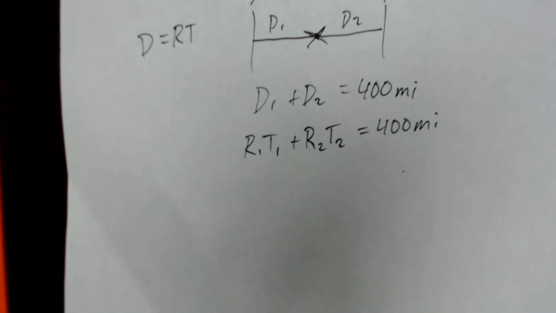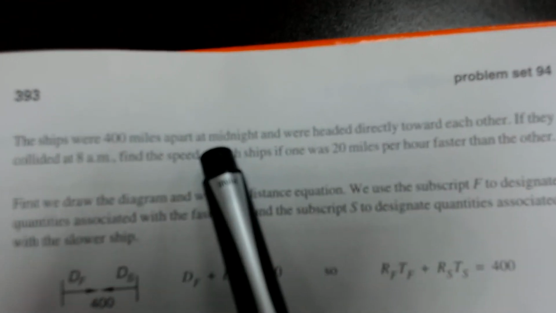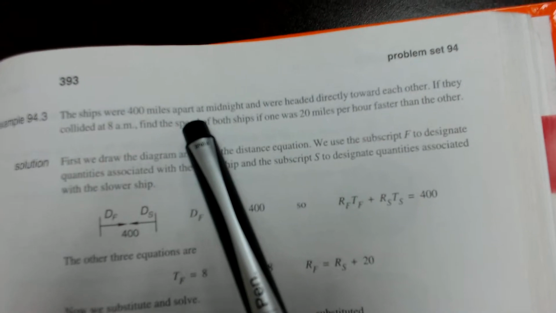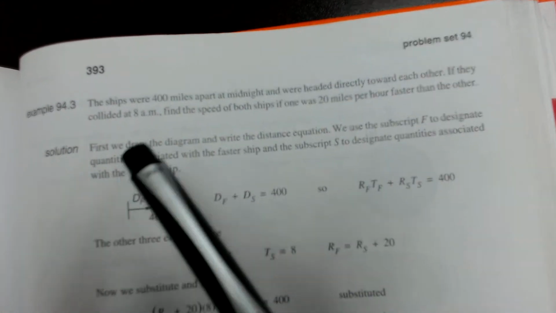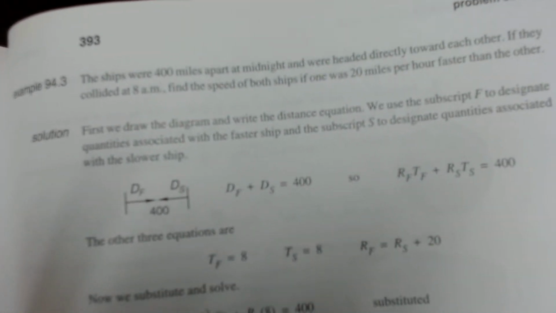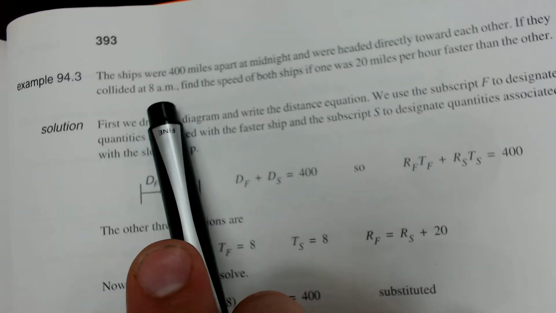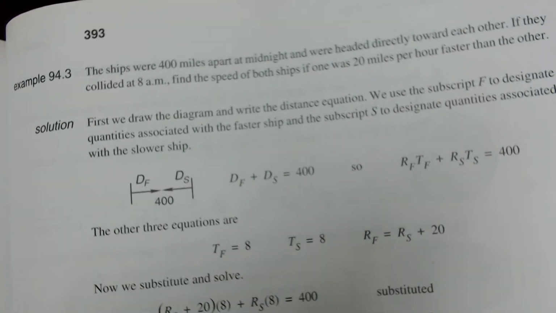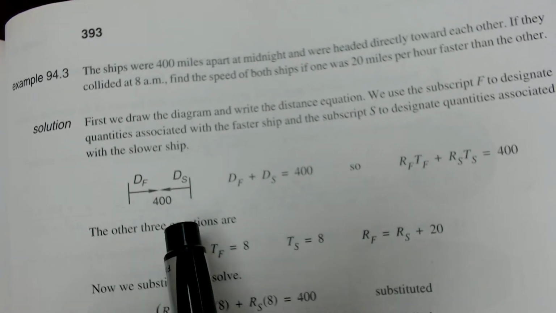Now the interesting thing I'm going to notice about this problem is it says that they started at midnight. So both the ships at midnight began heading directly towards each other. Now they collided at 8 a.m. Why is this thing so blurry? So started at midnight, collided at 8 a.m. So in 8 hours, it took the two ships to collide. So the cool thing is they both have the exact same time.